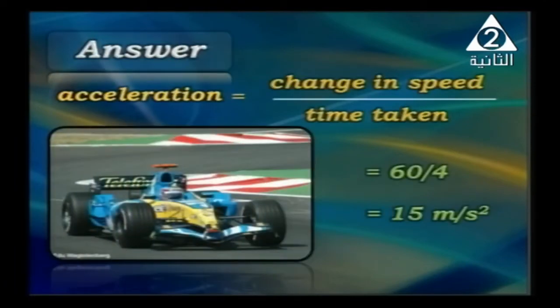The acceleration is the change in speed divided by the time taken. So 60 meters per second divided by 4 seconds equals 15 meters per second squared. It's very easy. From the triangle, from the rule, acceleration A equals V divided by T. Acceleration equals change in speed divided by the time taken.